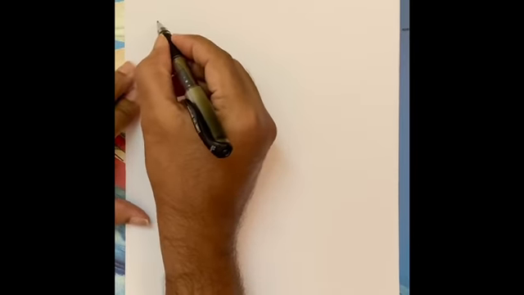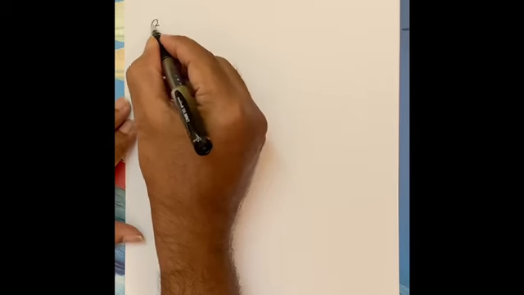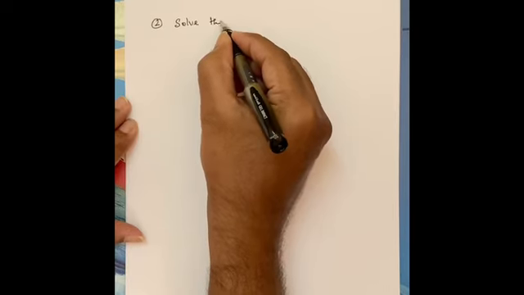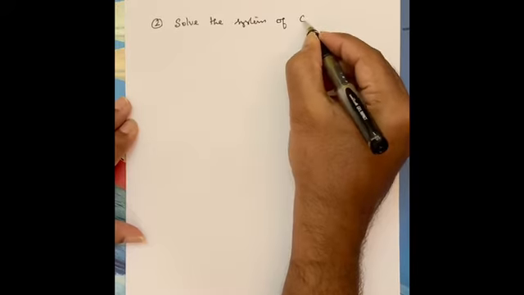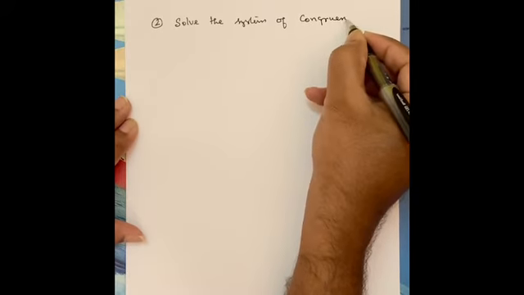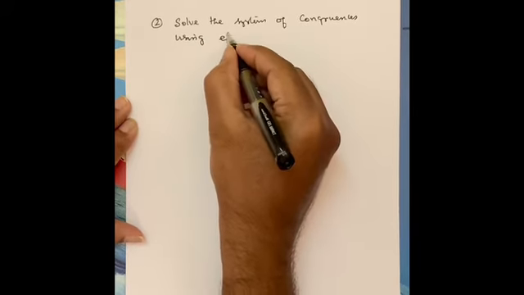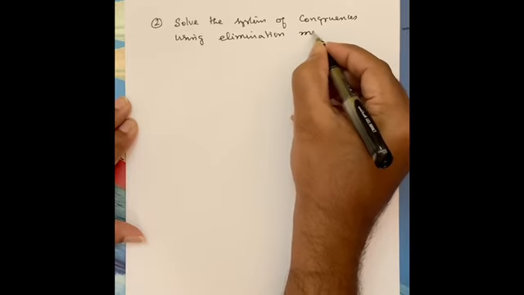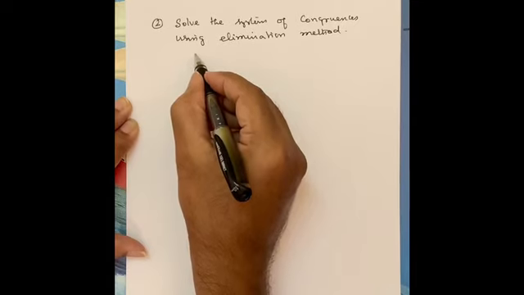Now we have to see another question using the elimination method. Same problem I am solving using the elimination method. This is the second one, but the method is different. Same problem I am taking. Solve the system of congruences using the elimination method. What is the problem? Already we did know.